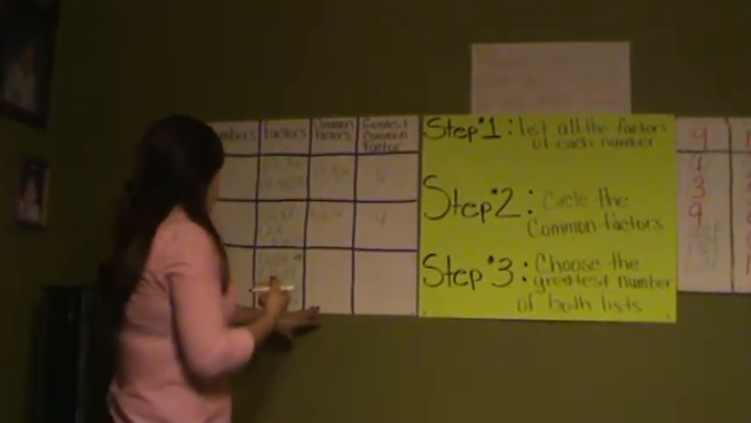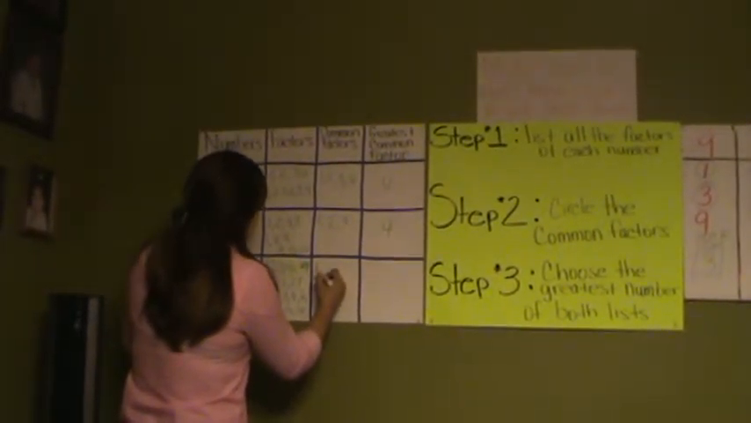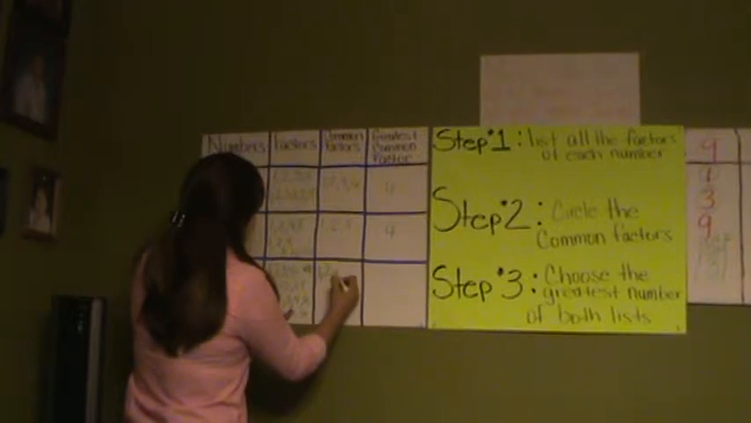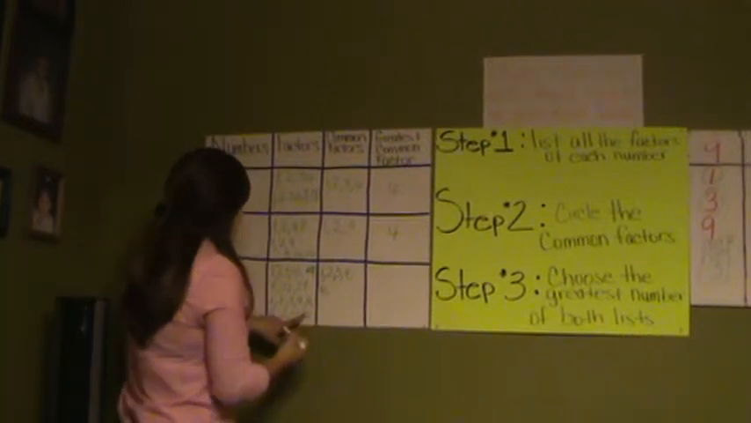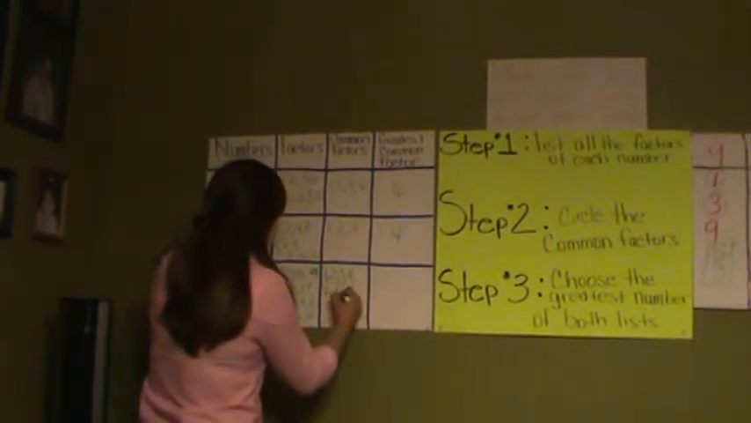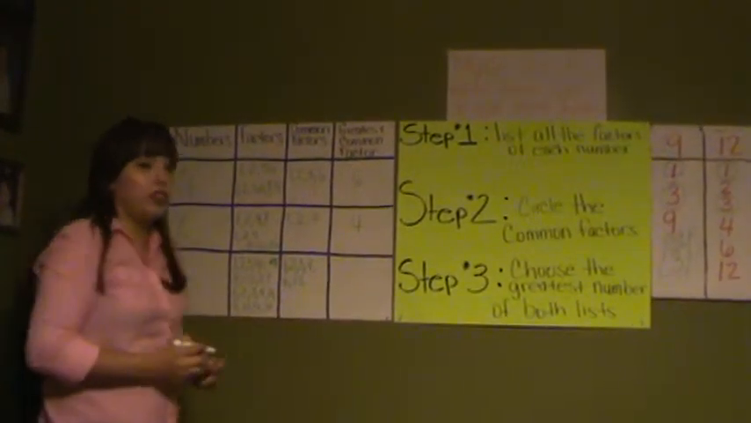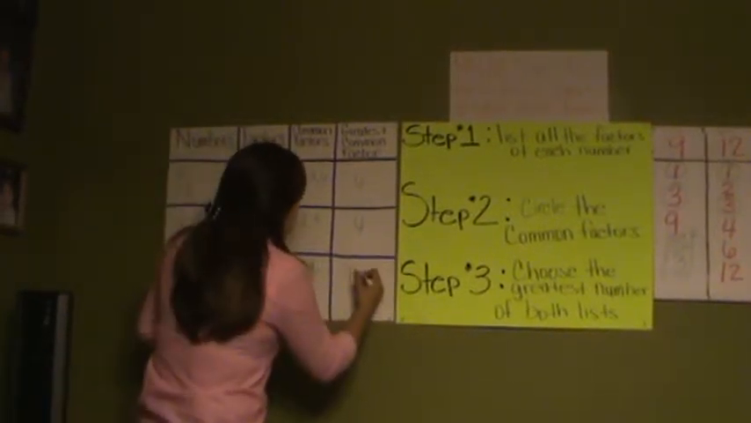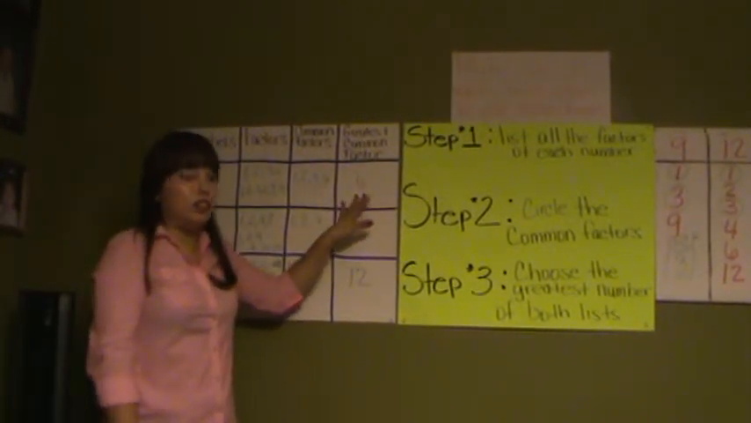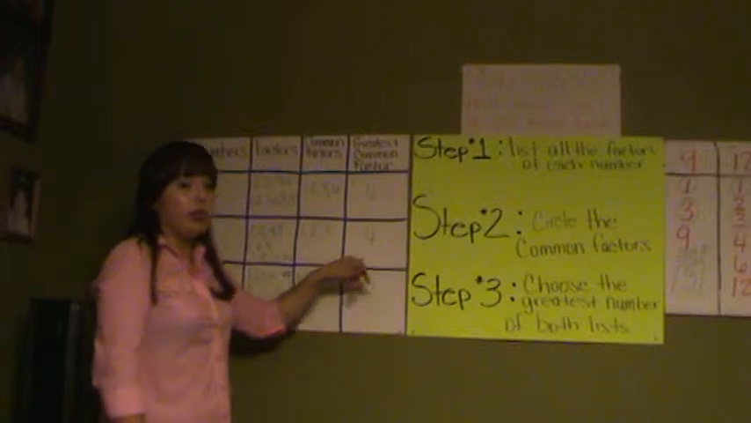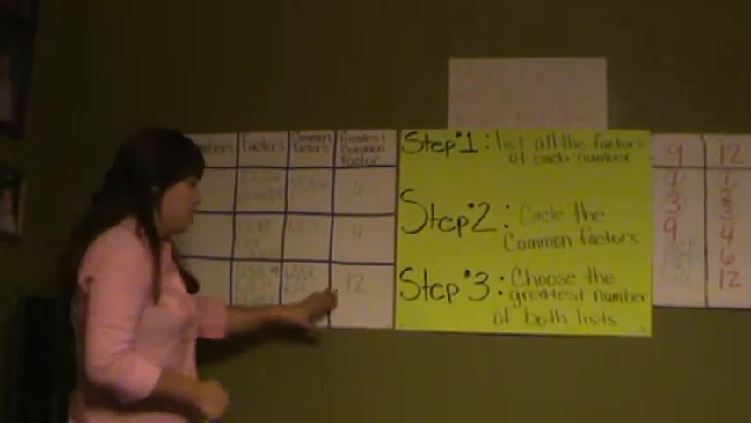Now we need to look for the common factors for 24 and 36, the ones that are common, which is 1, 2, 3, 4, 6. Is there any more? 12. And 12. Very good. So what is the greatest common factor of the common factors of 24 and 36? 12. 12. Very good. So the greatest common factor for 6 and 18 is 6. The greatest common factor for 8 and 20 is 4. And the greatest common factor for 24 and 36 is 12.